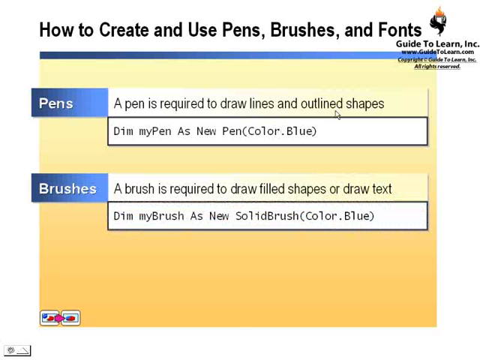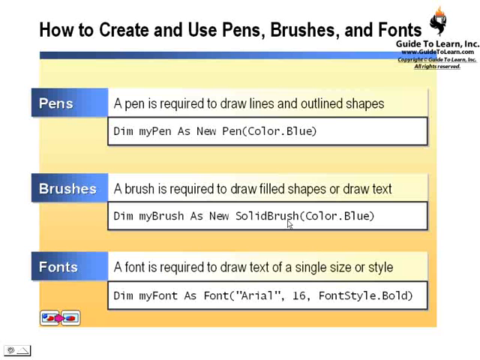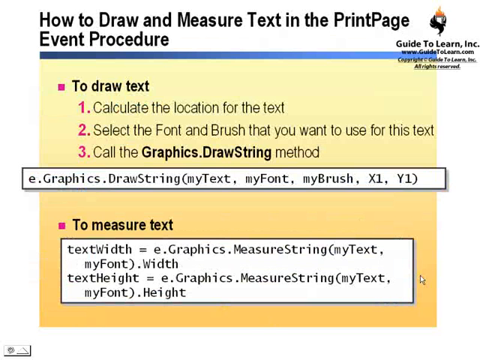Again, you have to specify the style for the brush. There are a variety of different brushes, such as SolidBrush, and many more that are available. And of course, a font is required to draw text of a given size or style. You can create a new font by just specifying the name of the font, the size, and the style for it. After you have created the pen, brushes, and fonts, you can simply use the Graphics object and call the specific method.